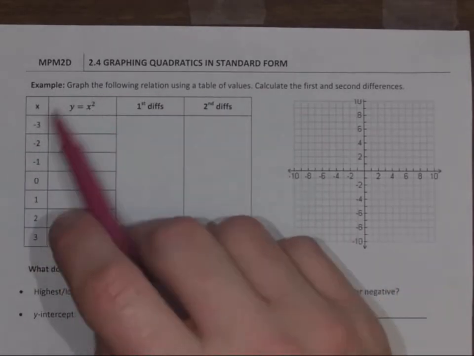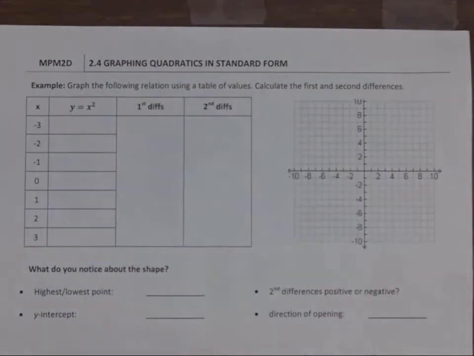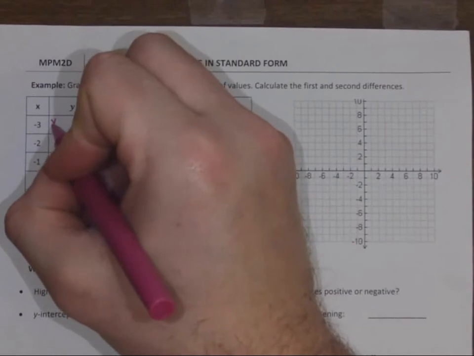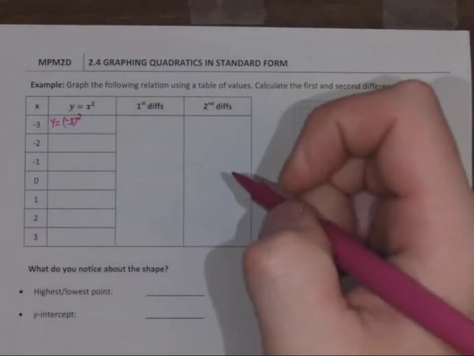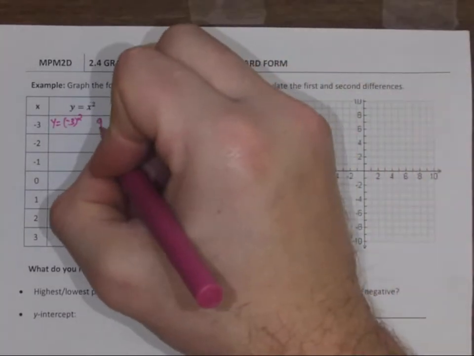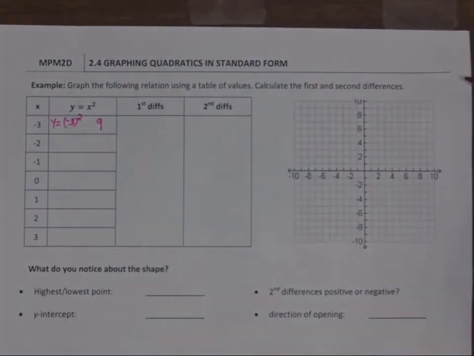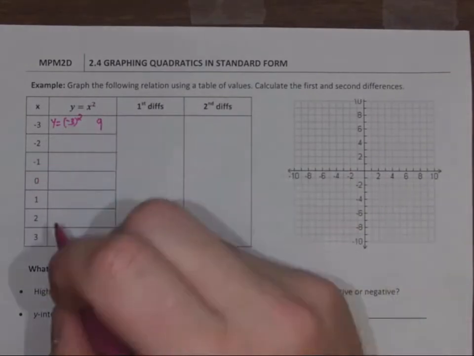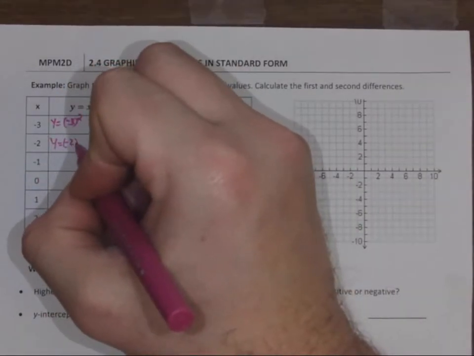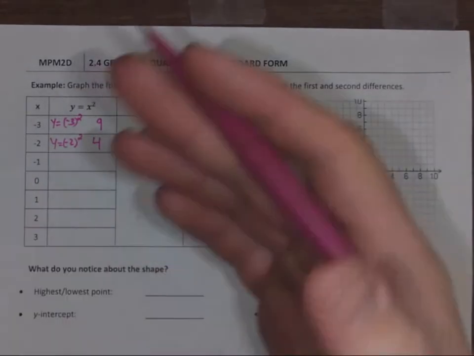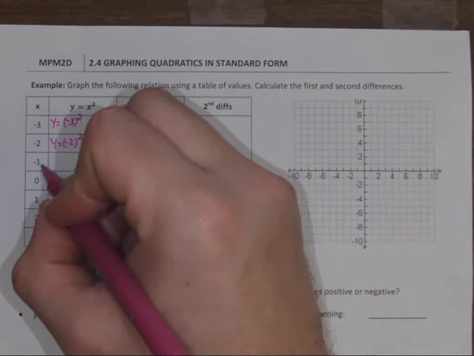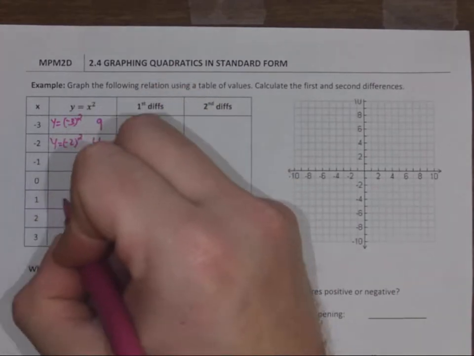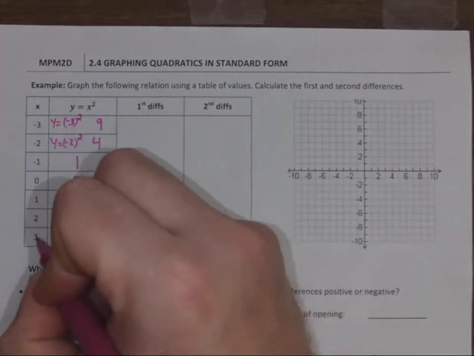So this is a table of values for x and y. I've chosen the x values, we're going to sub them in. So what we're essentially doing is saying, what is y when x is negative 3 squared? And negative 3 squared, negative 3 times negative 3 is 9. Negative 2 squared is 4. And if I continue to fill that in, when I substitute in my head, negative 1 squared is 1, 0 squared is 0, 1 squared 1, 2 squared 4, 3 squared 9.